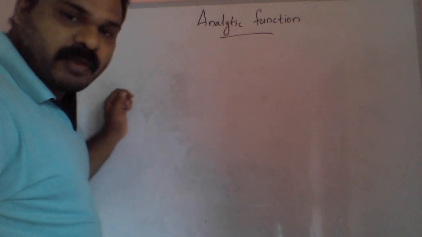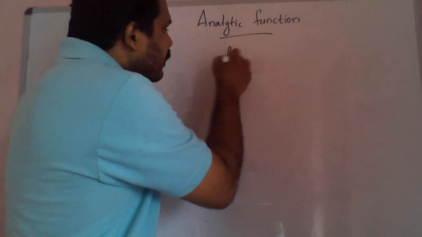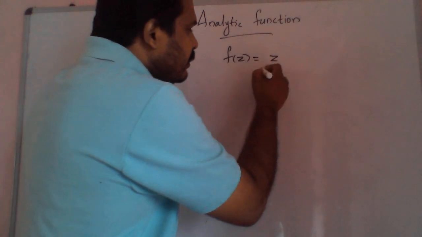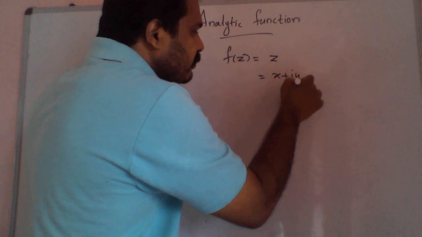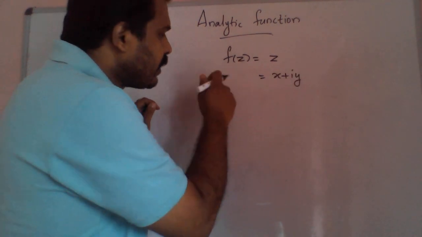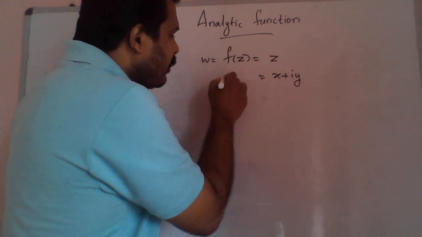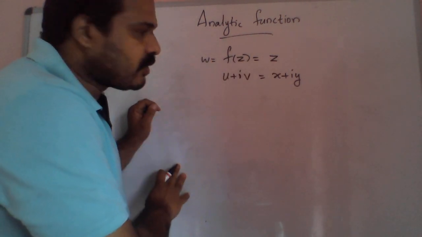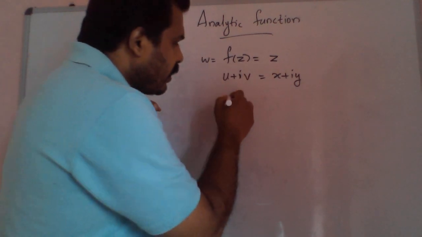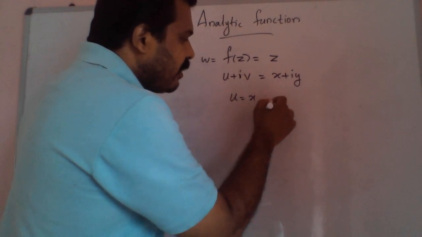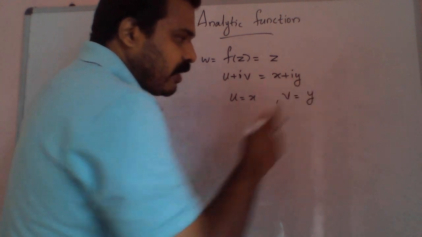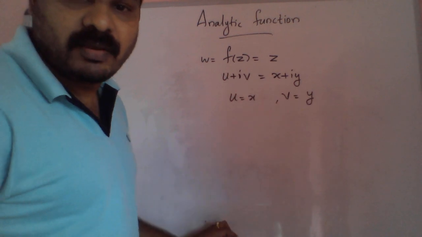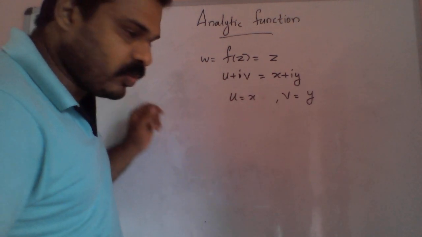For example, I take one polynomial function, f of z is equal to z. We know that z is x plus i y. We have f of z is w, and that w is u plus i v. So u plus i v is x plus i y. That is, u is equal to x and v is equal to y. The real part is x and the imaginary part is y.